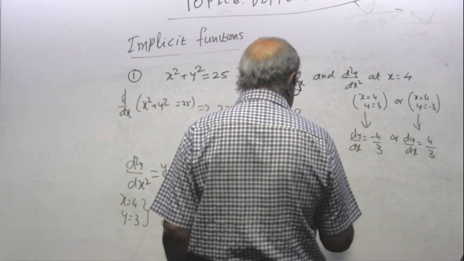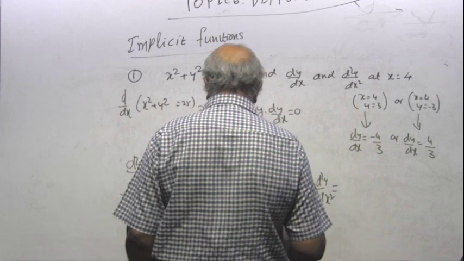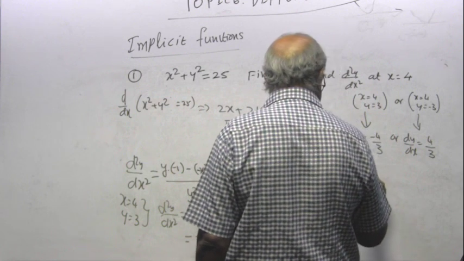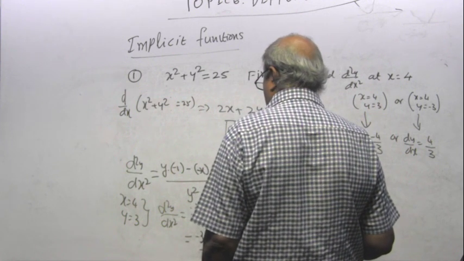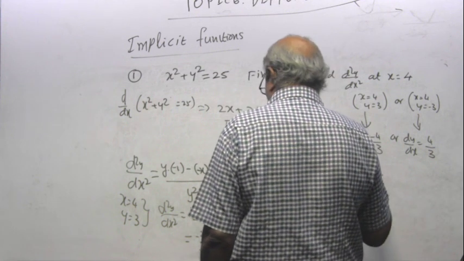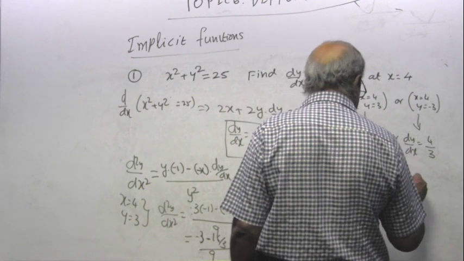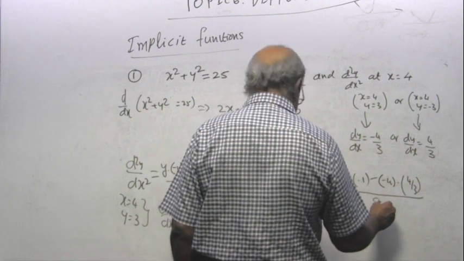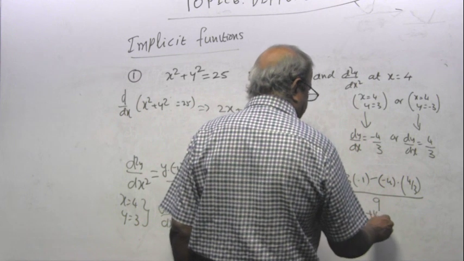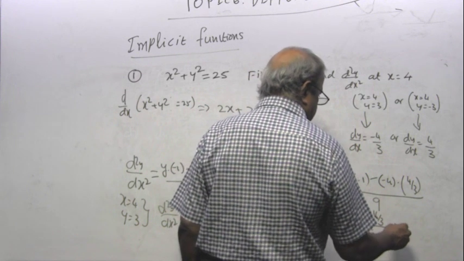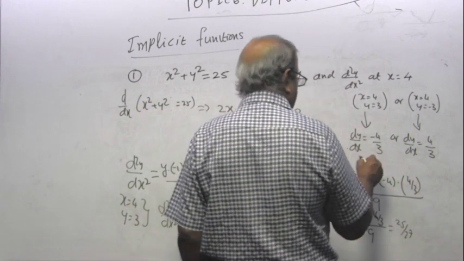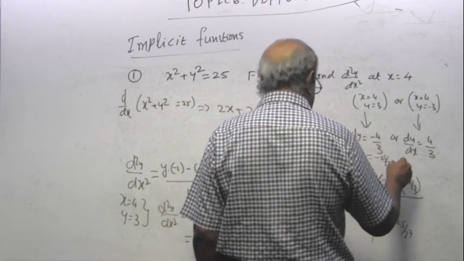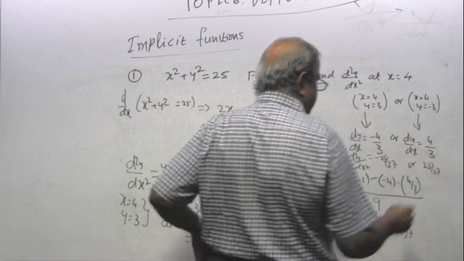So your d squared y by dx squared will be 3 times minus 3 times minus 1, minus minus x is minus 4 times dy by dx is 4 over 3, divided by y squared is 9. It is 3 plus 16 over 3 over 9, which is 25 over 27. So, d squared y by dx squared equal to minus 25 by 27 or 25 by 27.